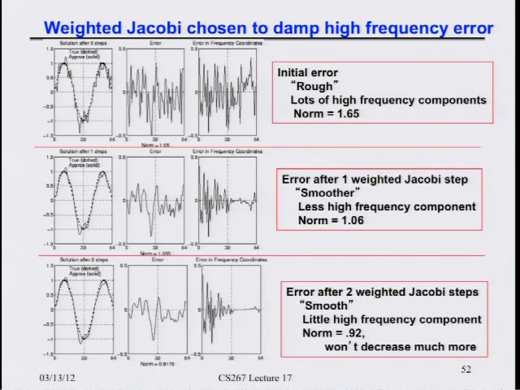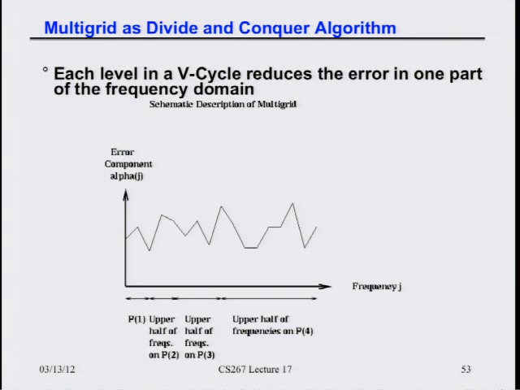The same thing is true in 2D. It's easier to see it all in 1D. It kills the top half of the error measured in frequency space. It makes it nice and smooth. So now what I do is when I take every other mesh point, it's not going to look smooth anymore. It's going to look just coarse again. So that's what it does. Let me just draw the picture another way. You can think of this as doing divide and conquer.